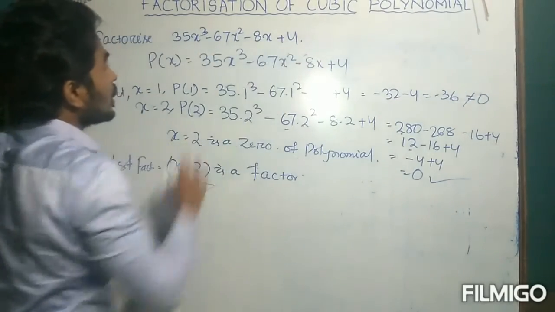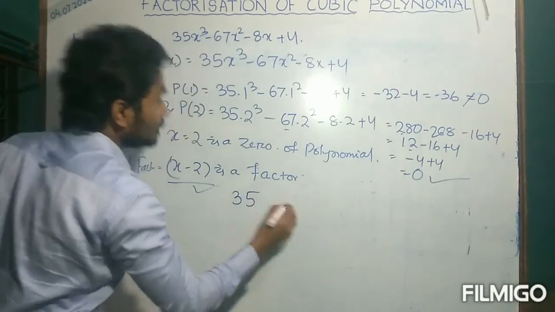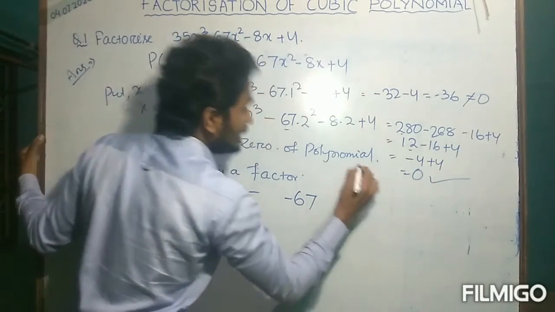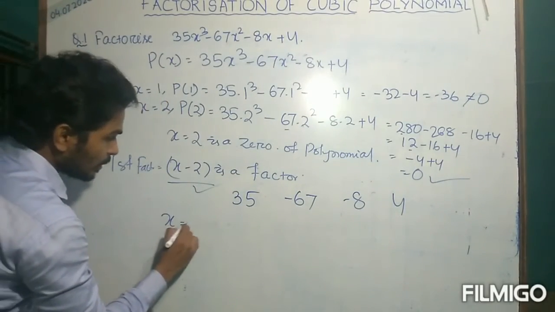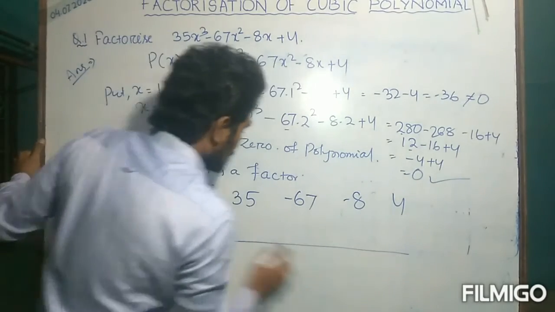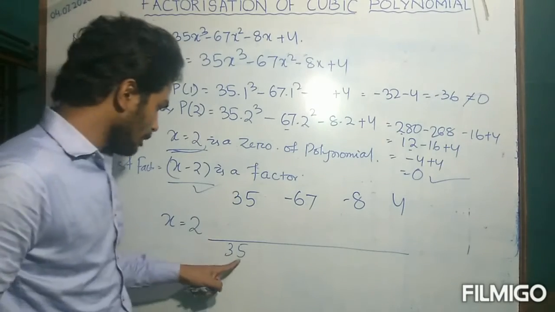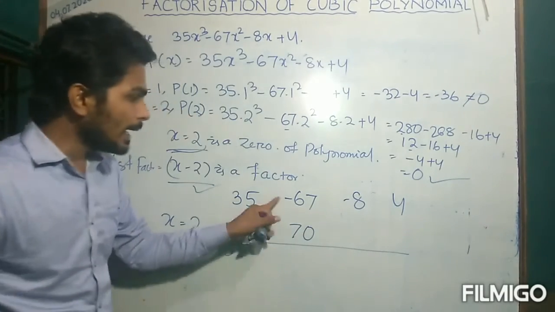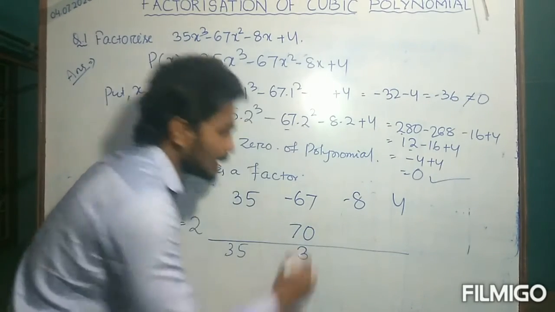How? In order to find the quotient, you have to write the coefficients like this: 35, minus 67, minus 8, and then 4. And here we get x equal to 2. Now this 35 remains. Now multiply 35 with 2. It will be 70. So write 70 here and add. Minus 67 and plus 70 gives 3.